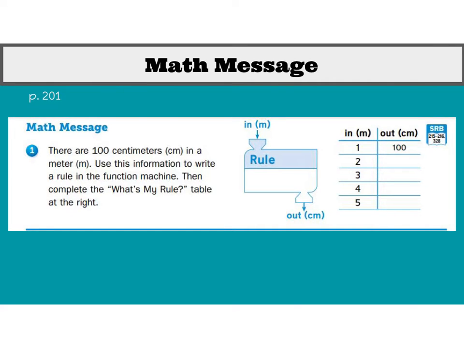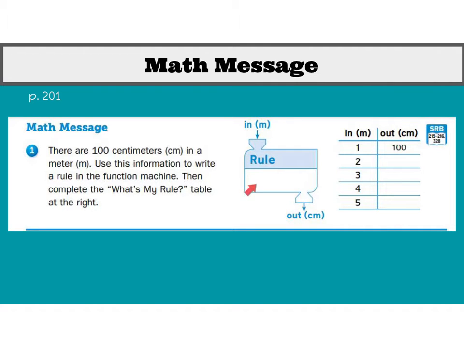For our math message today, you're going to go ahead and take out your workbook and open it up to page 201. And at the very top of the page, you will see your math message is question number 1 on that page. So we have a problem here with an in and out box. It says that there are 100 centimeters in a meter. Use this information to write a rule in the function machine. Then complete the what's my rule table at the right.